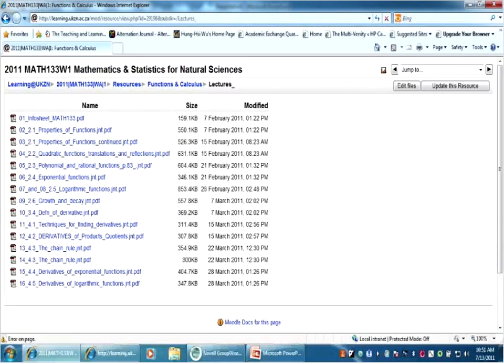We now look at the folder for functions and calculus. When students click on that, they get access to the lectures. Here we can see the lectures 1 to 16 that were done at that particular time. If students click on any one of those lectures, they'll get the actual lecture.